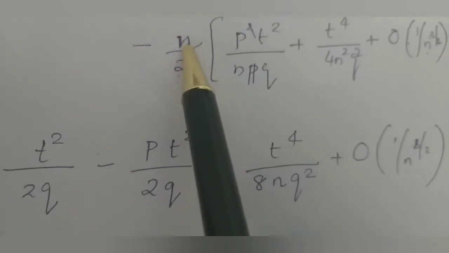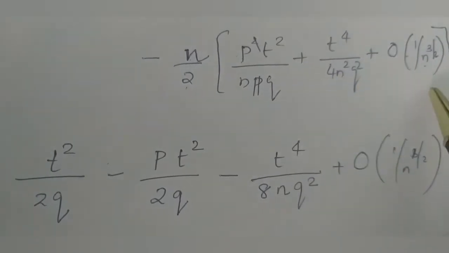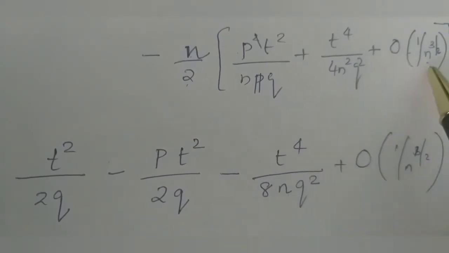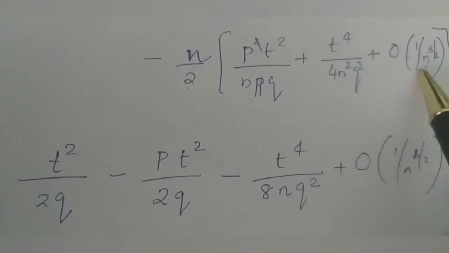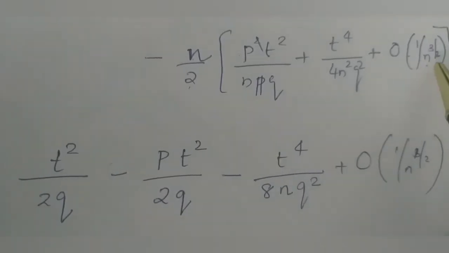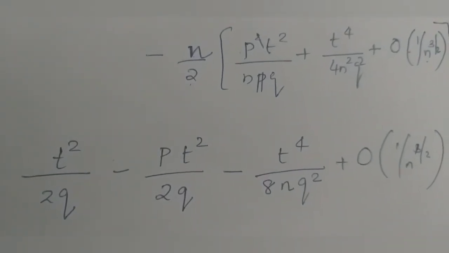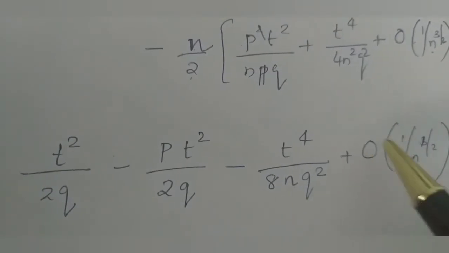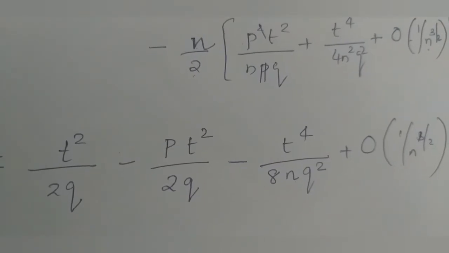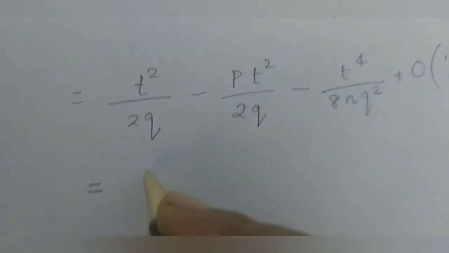Because here, if you are multiplying with this n, it will cancel, and this n square, one n will cancel, and here we have order of 1 by n raised to 3 by 2. That means the term of 1 by n raised to 3 by 2, and the next term will be 1 by n square, and the next term is order of 1 by n raised to 5 by 2, like that. If you are multiplying this, it will start with the term of 1 by n raised to 1 by 2. Okay, then if we are doing this, we can write this here t square.